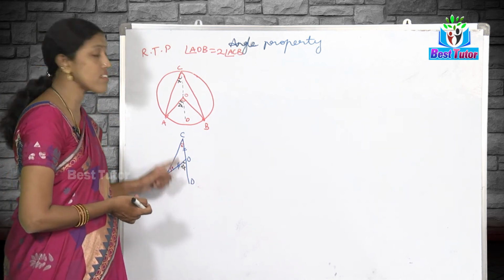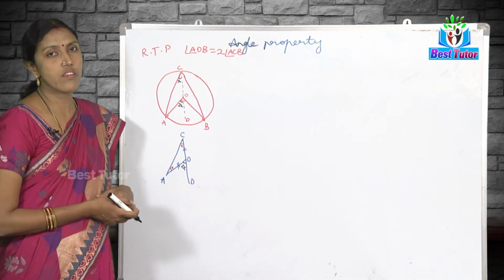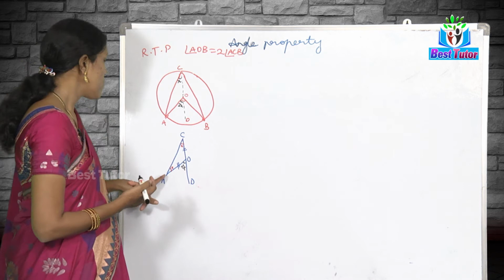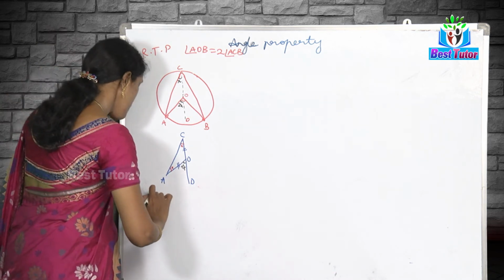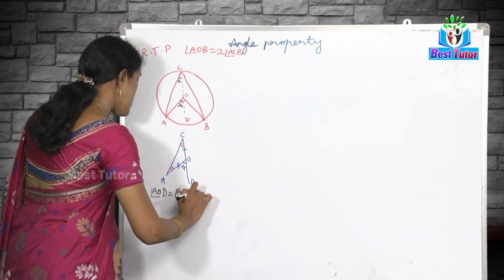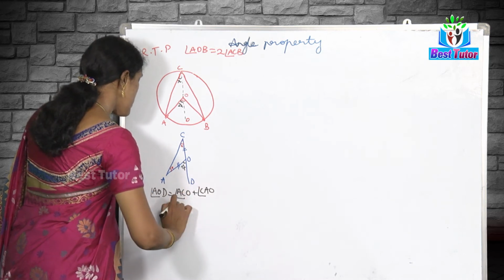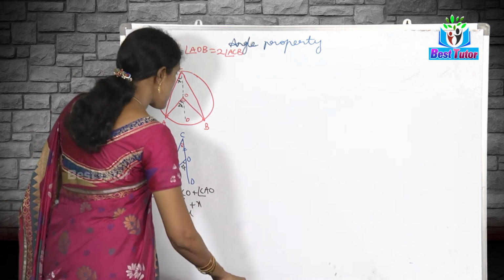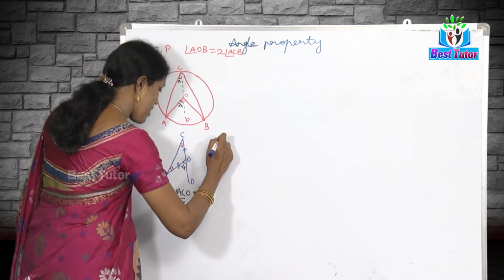And this is an angle which is exterior to the triangle. The exterior angle of a triangle is equal to the sum of its two interior opposite angles. So angle AOD is equal to angle ACO plus angle CAO, that is x plus x, which is 2x. Now let us consider the other part, the other side of the triangle.